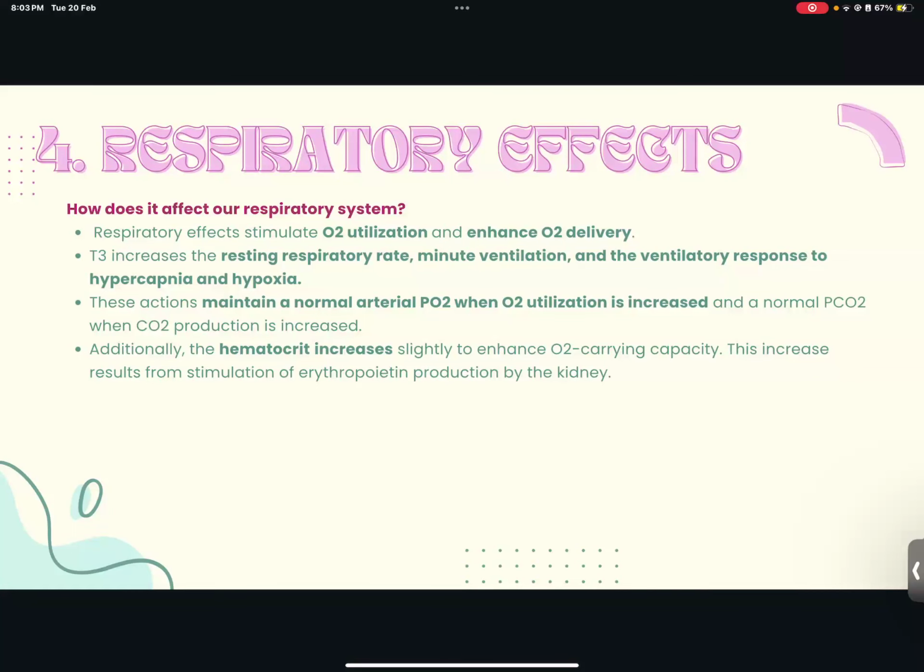your body. And also, it's important to note that one of the respiratory effects is that the hematocrit of your blood increases a little bit just to increase your oxygen carrying capacity. So this will also result from the stimulation of erythropoietin, which is produced by the kidney.